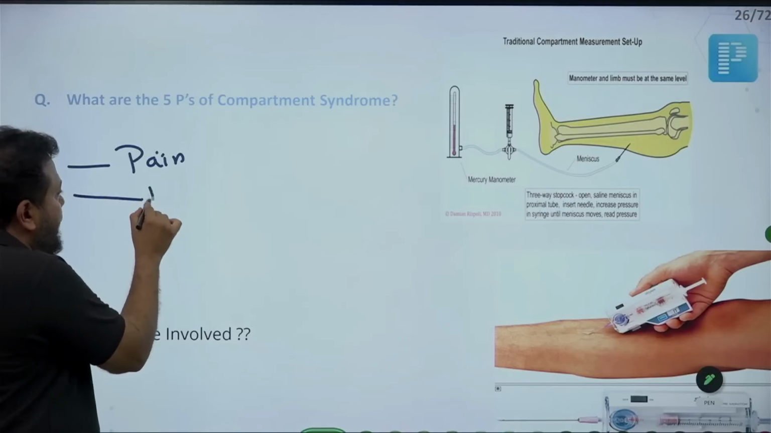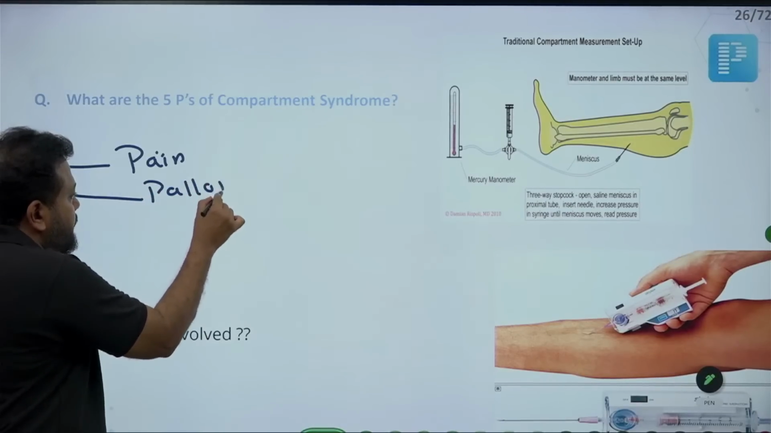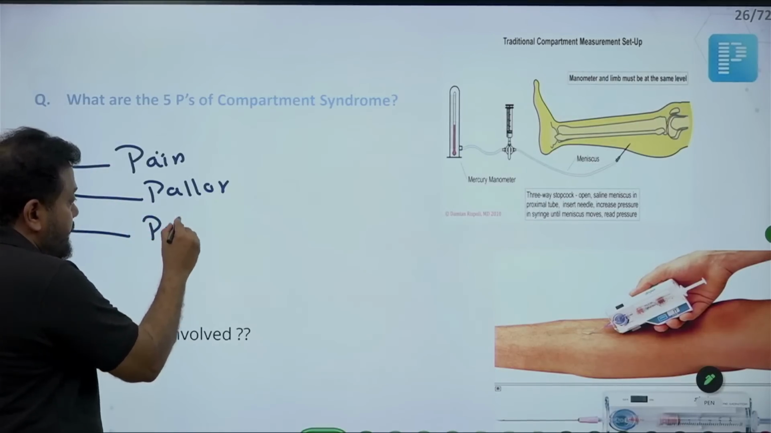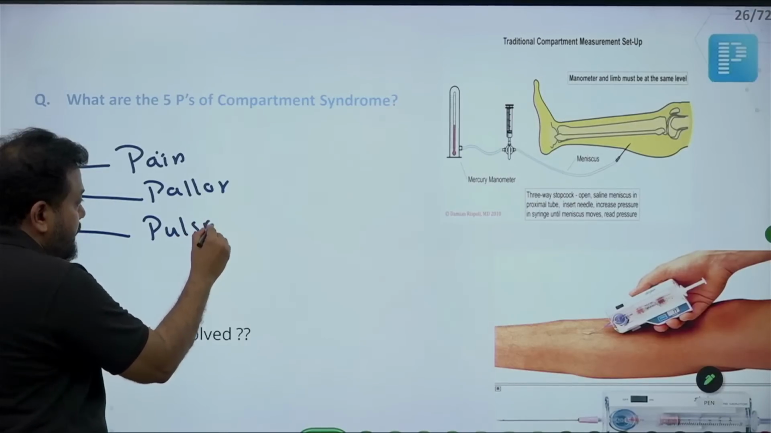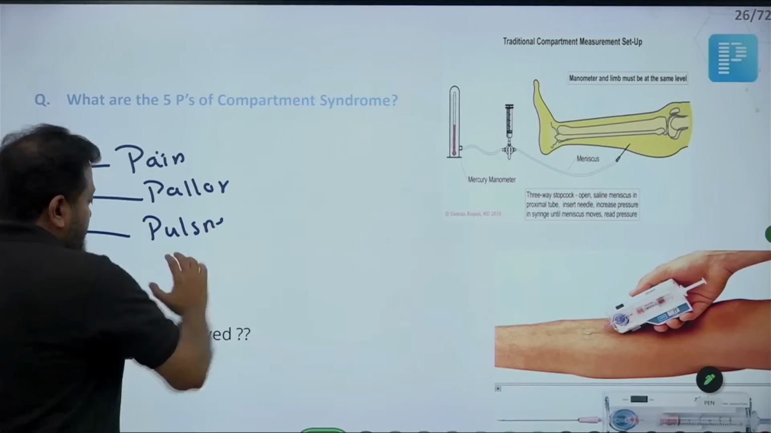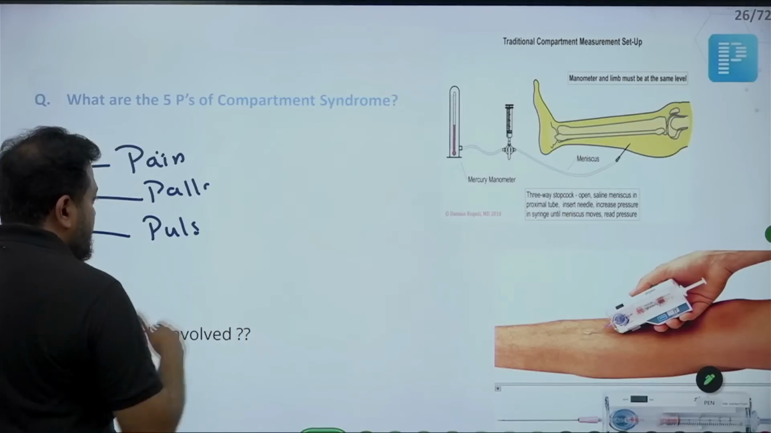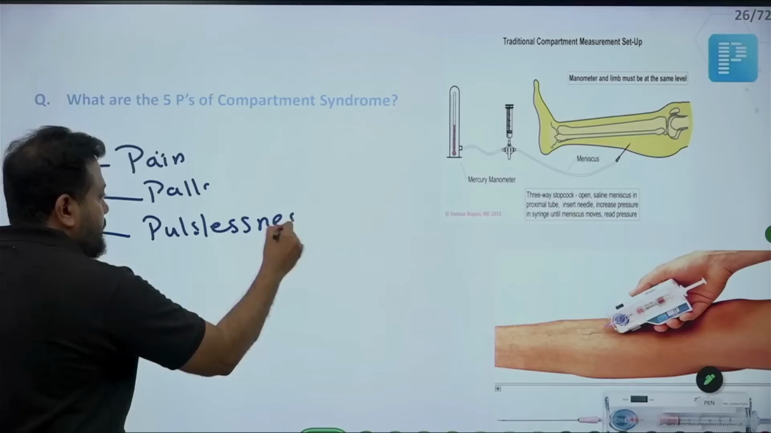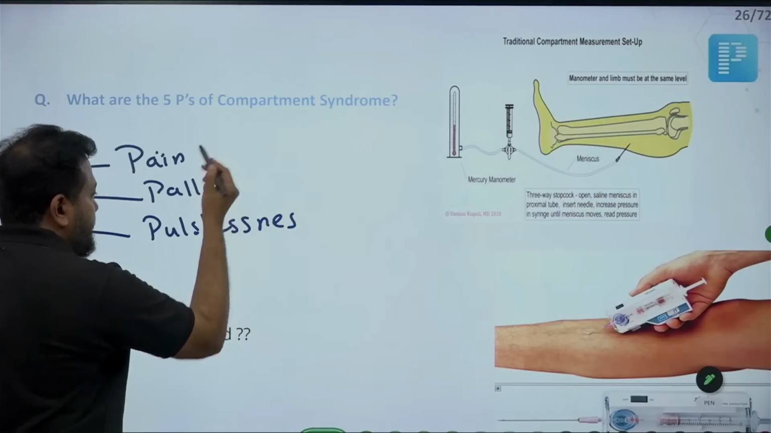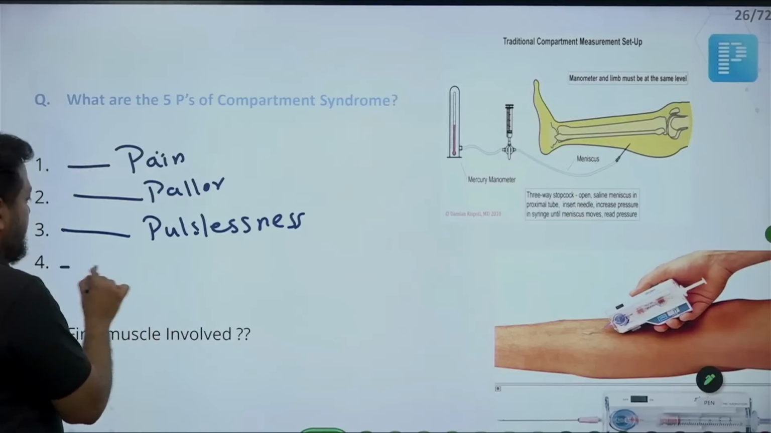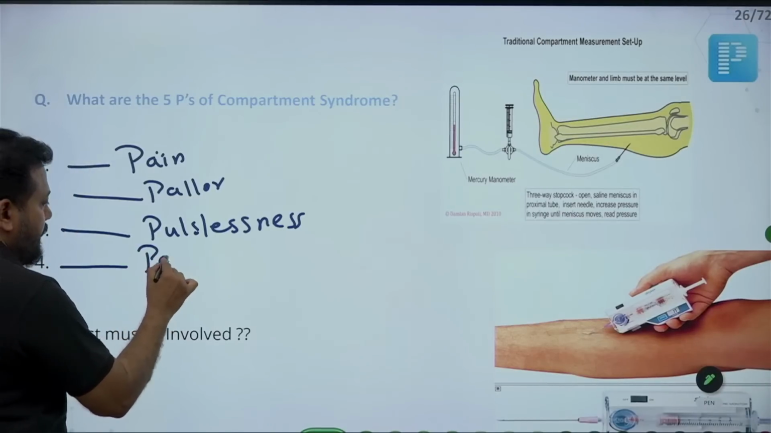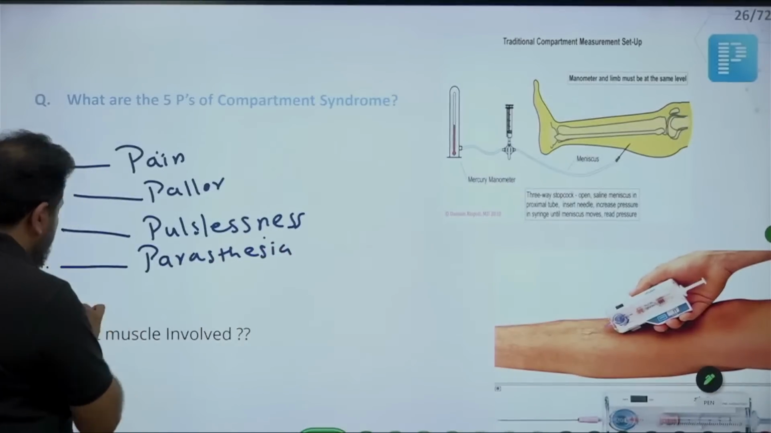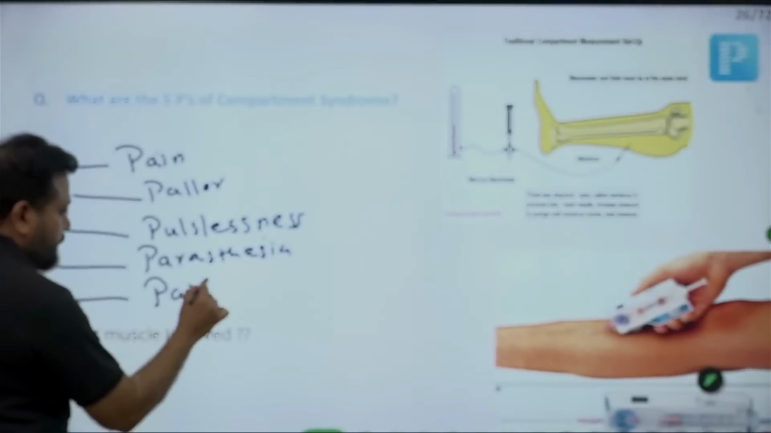Number 2, pallor. Number 3, pulselessness. Number 4, paresthesia. Number 5, paralysis.